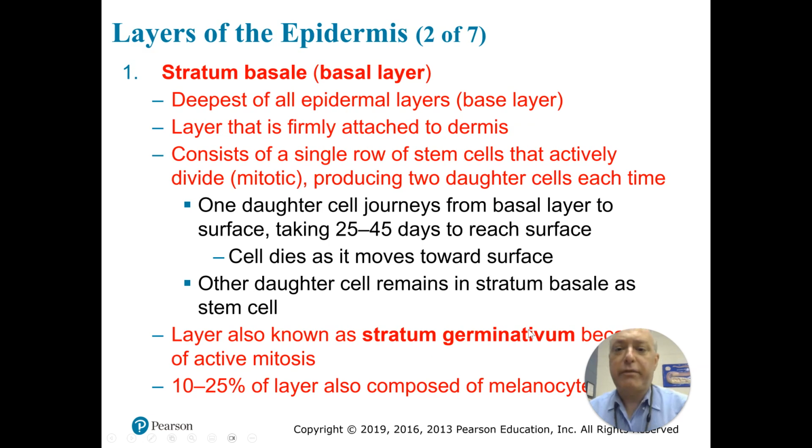So let's go through these layers. The stratum basale is the deepest layer of the epidermis. It's firmly attached to the dermis. It's got a single row of stem cells that are actively dividing to produce new skin cells that then journey up to the surface. Okay, it takes about 25 to 45 days to go from the basal layer up to the surface of the epidermis, and the cell dies as it moves upwards.